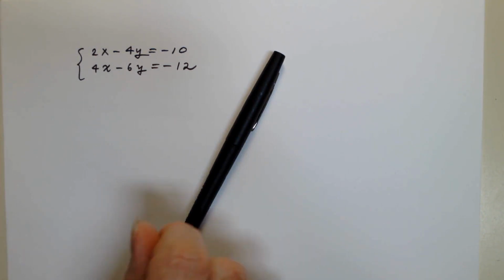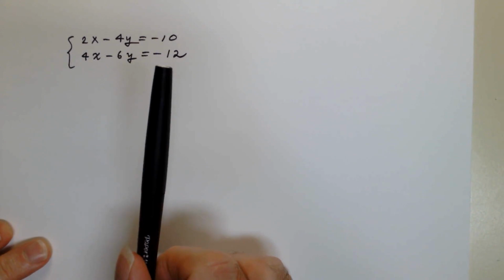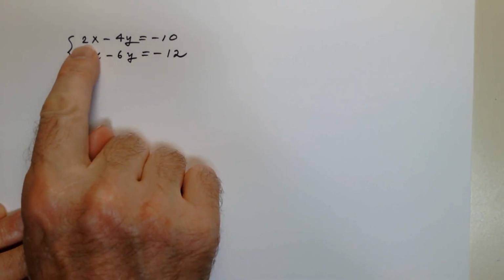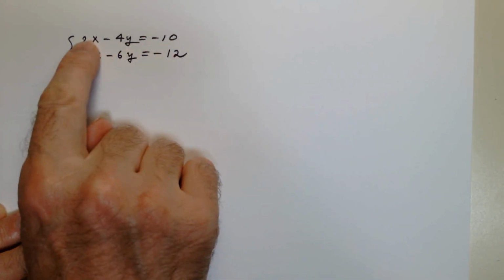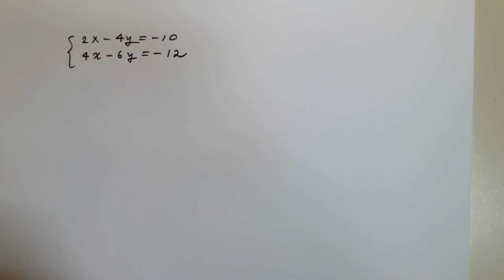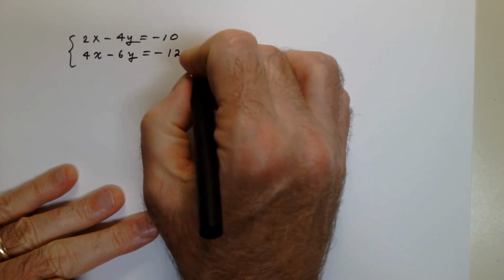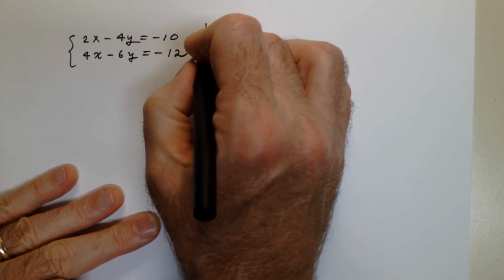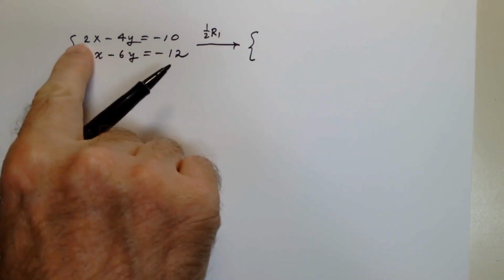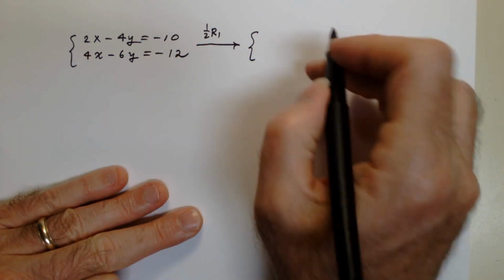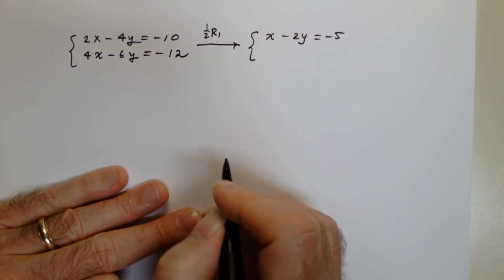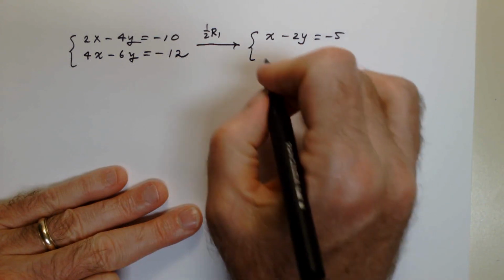We're going to solve this system of equations using our type 1, type 2, and type 3 operations. What I'm going to do first is multiply this first row by 1/2 so that I can turn this coefficient of x into a 1. So my first operation is going to be to take 1/2 of that first row. That's going to change all of the coefficients in that first row. I'm going to have x minus 2y equals negative 5. Row 2 is going to be unchanged.